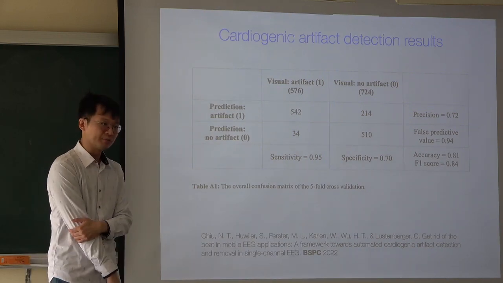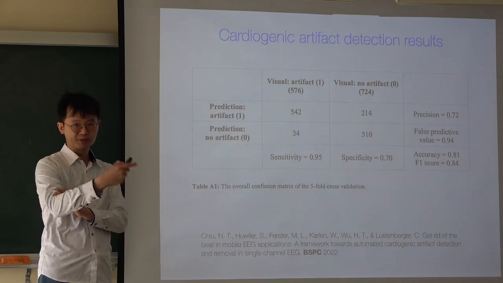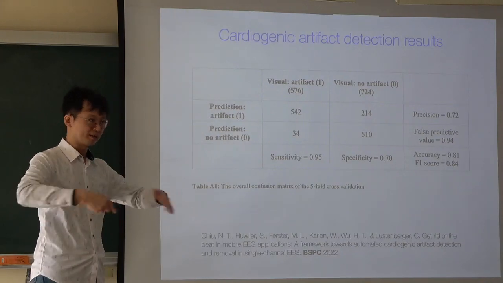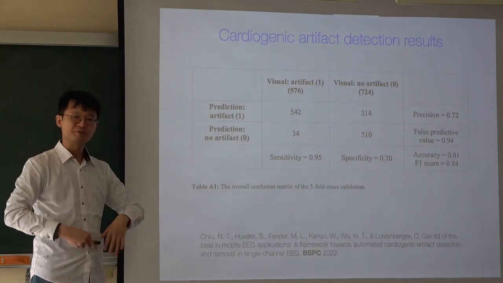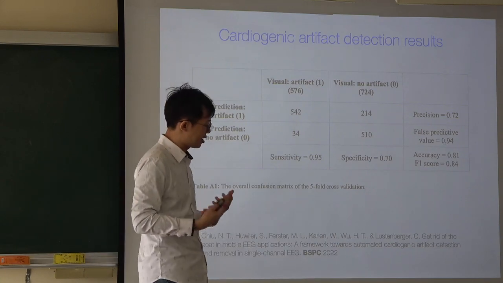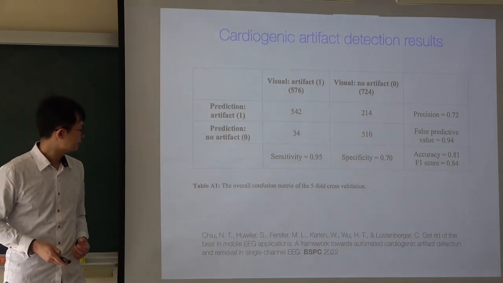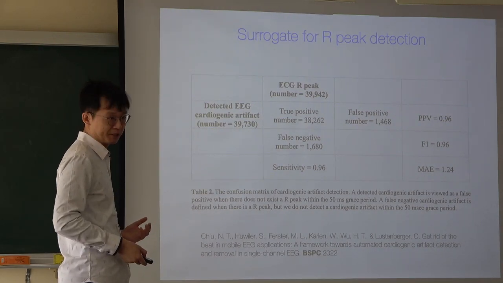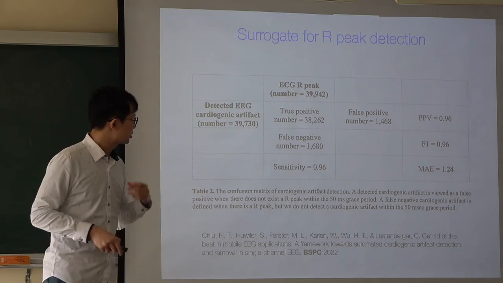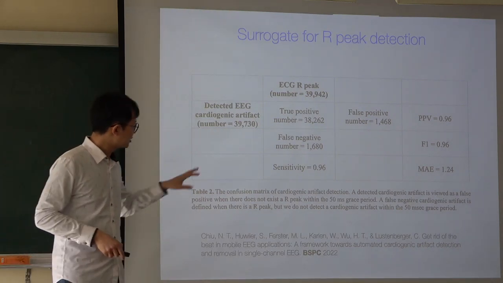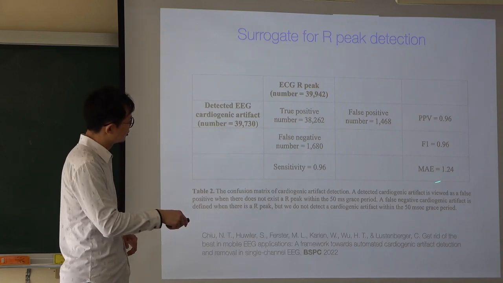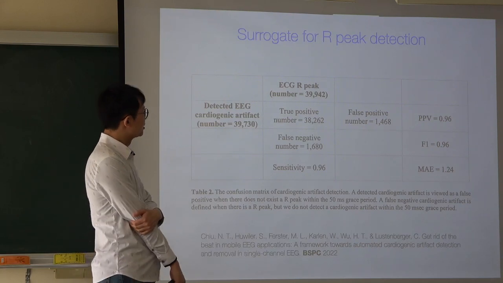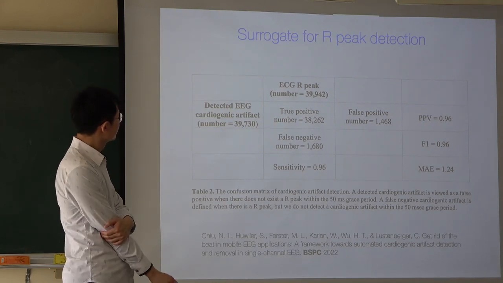And this is actually something we encounter in other studies. For example, with Jira in this EEG study, some cases may have cardiogenic artifact. If we can remove the cardiogenic artifacts, then we can achieve a higher accuracy, and so on. And it also provides surrogate information for our peaks. And this is a comparison with the true ECG R peaks. So overall, I would say it's quite good, and the median absolute error is 1.24 millisecond, which is very nice.